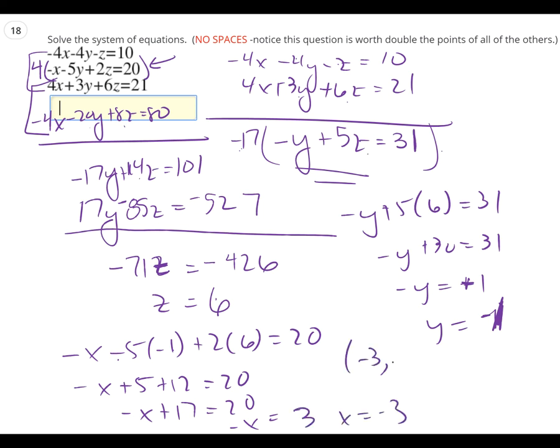Write your answer, negative 3, negative 1, 6. Okay, we just barely made it.